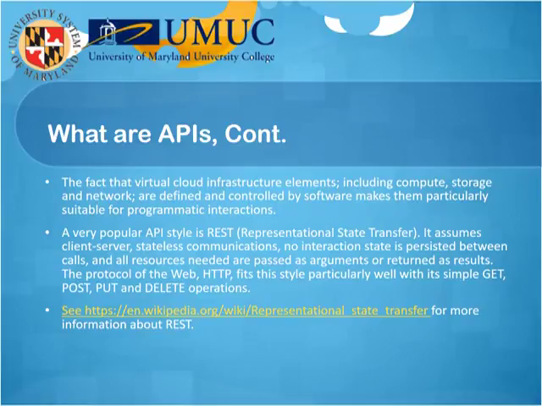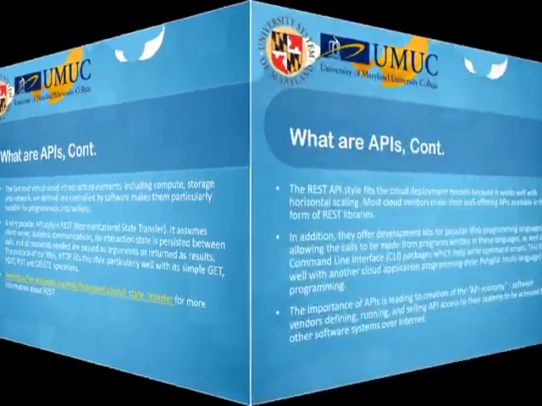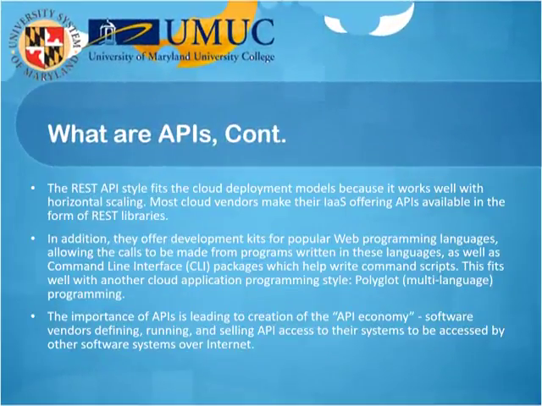A very popular API style is REST, which stands for Representational State Transfer. It assumes client-server stateless communications. No interaction state is persisted between calls, and all resources needed are passed as arguments or returned as results. The protocol of the web, HTTP, fits this style particularly well with its simple get, post, put and delete operations. See the link provided for more information about REST. The REST API style fits nicely with cloud deployment models because it works well with horizontal scaling.